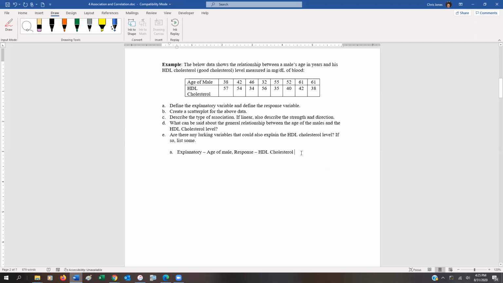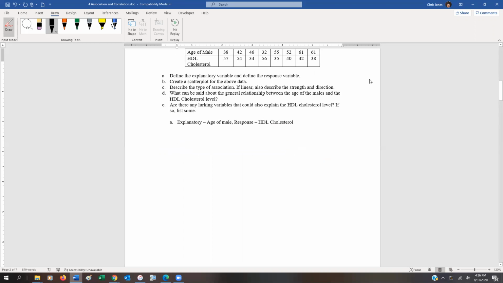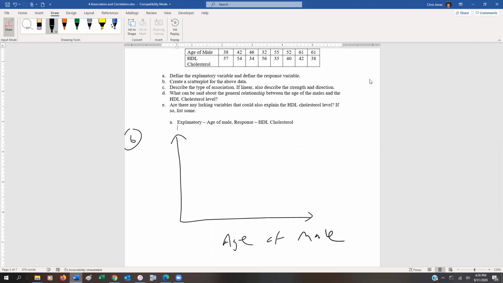All right, next thing we're going to do is construct the scatter plot. So that should be pretty easy. We're just going to draw a scatter plot for this. That's just going to be an axis that looks something like this. On the x-axis, we have the age of our male, and on the y-axis, we are going to have the HDL cholesterol.